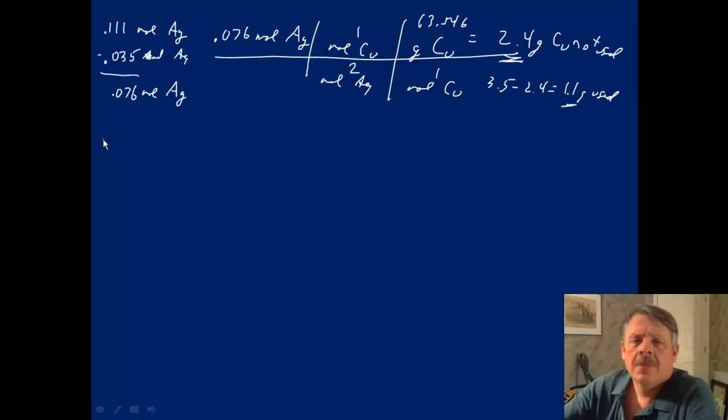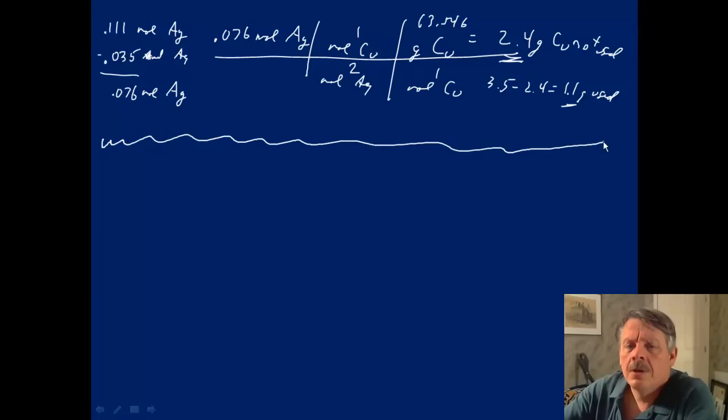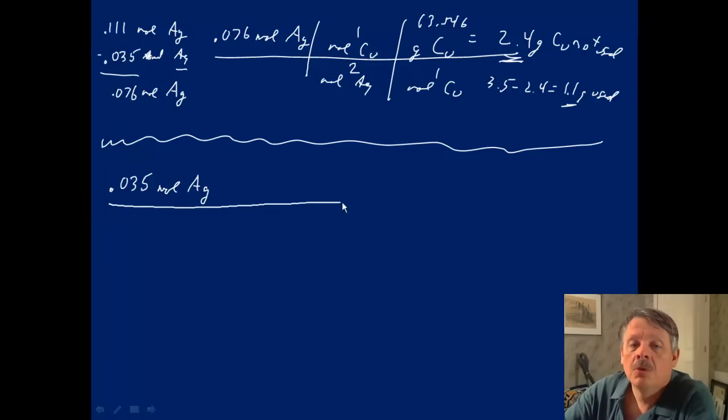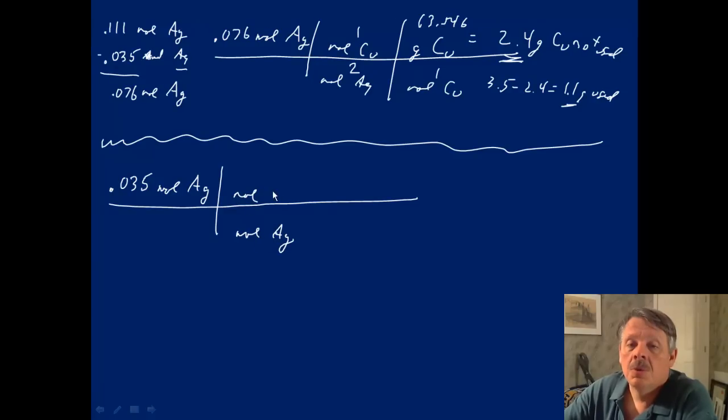Now, I'm going to just quickly show you another way to figure this out. Now, we produced 0.035 moles of silver. So if we produced 0.035 moles of silver, how many grams of copper did we actually use? Well, let's convert from moles of silver to moles of copper. And then we can go from moles of copper to grams of copper.